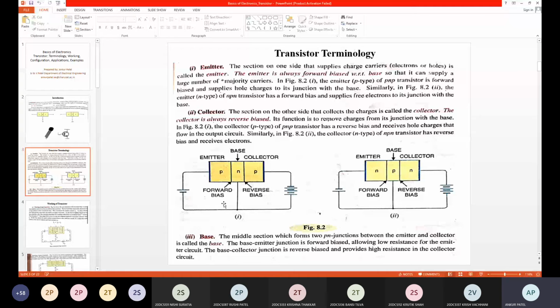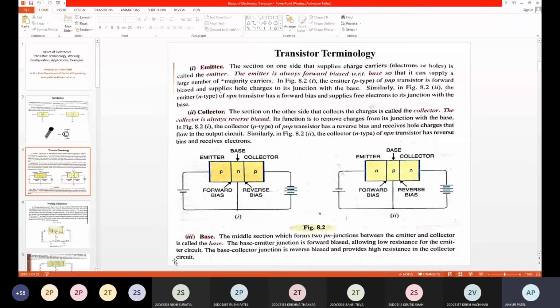The collector is always reverse biased. You can see this reverse bias of the collector. Its function is to remove the charges from its junction with the base. The collector of a PNP transistor has a reverse bias and receives the hole charges for P-type, and similarly for N-type it receives the electrons. The middle section is the base, so it forms two PN junctions between the emitter and collector. The base-emitter junction is forward biased, providing low resistance in the emitter circuit. The base-collector junction is reverse biased and provides high resistance in the collector circuit.